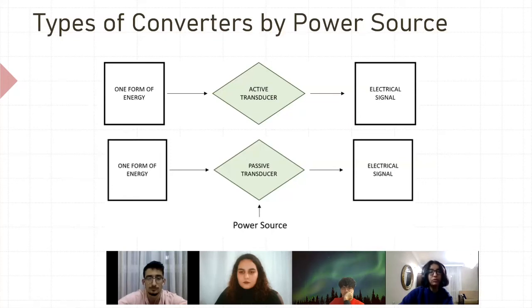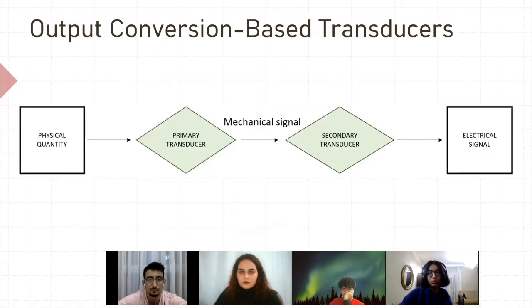The passive transducer transduces various physical stimuli into electrical signals using the energy it receives from outside, which needs an external power source. Resistive, capacitive, and inductive transducers are examples of passive transducers. Transducer types can also be classified as output conversion-based transducers. Transducers are classified as primary and secondary based on their outputs.